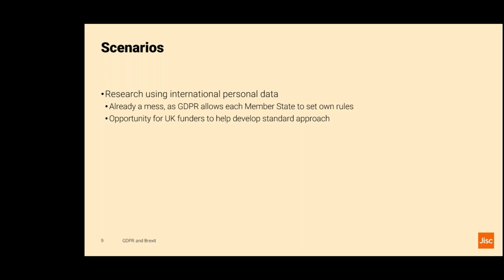Some scenarios that are common in research and education. Research using international personal data is already a mess because there are research provisions in the GDPR, but they are very high level and they allow each individual member state to say what are the rules, in particular what are the appropriate safeguards. So those are already going to fragment and already be different for transfers even within Europe. There might here be an opportunity for UK funders to help the rest of the continent to develop some sort of standard approach for research. Otherwise, it's going to be a matter of agreement between individual partners in the research project.